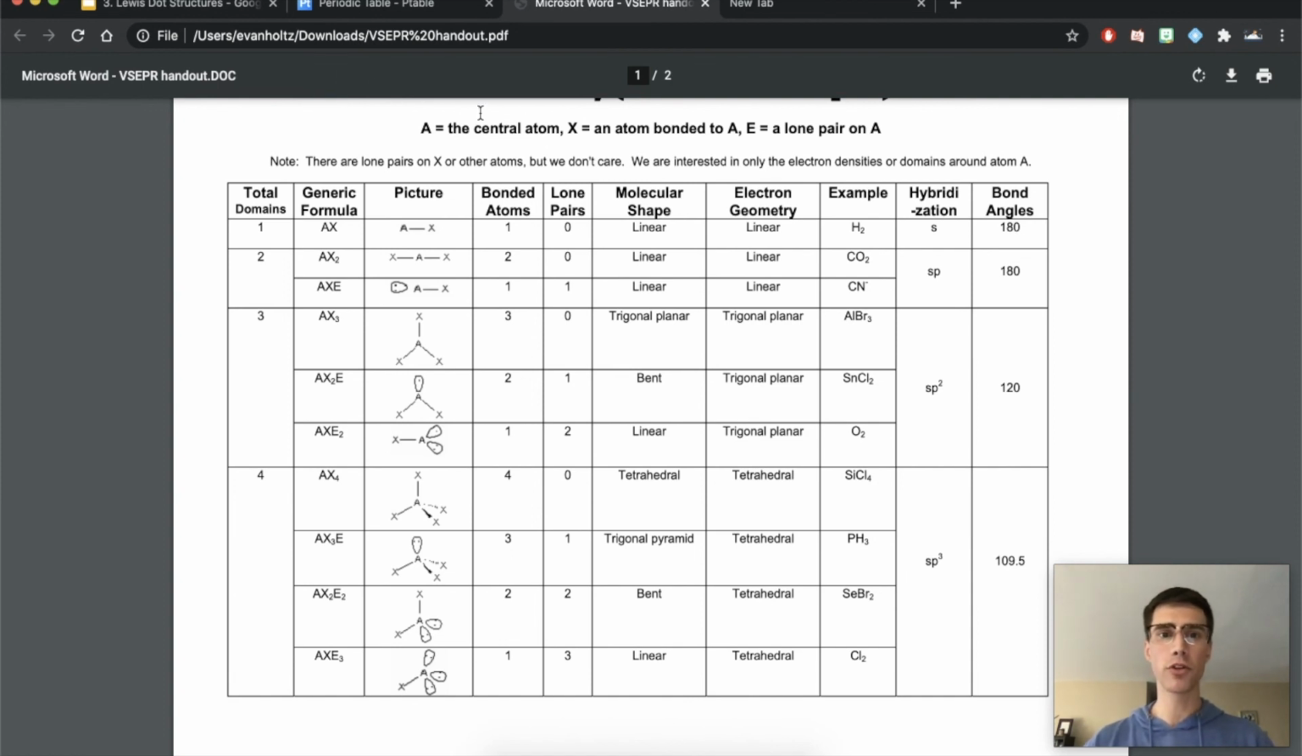But hopefully this was helpful in giving you guys some practice at drawing Lewis dot structures and applying the VSEPR theory to those structures depending on what our central atom is.